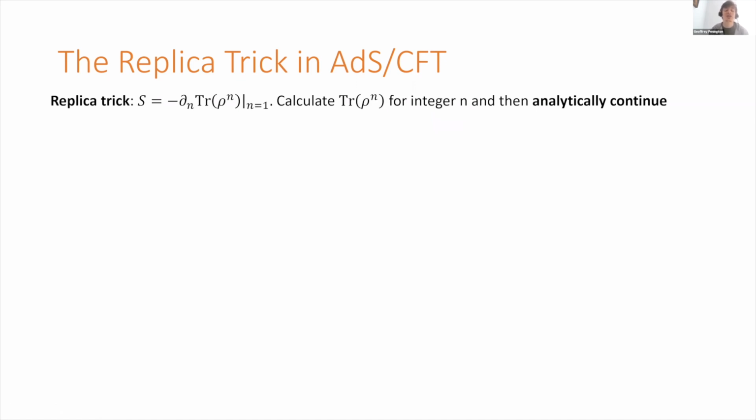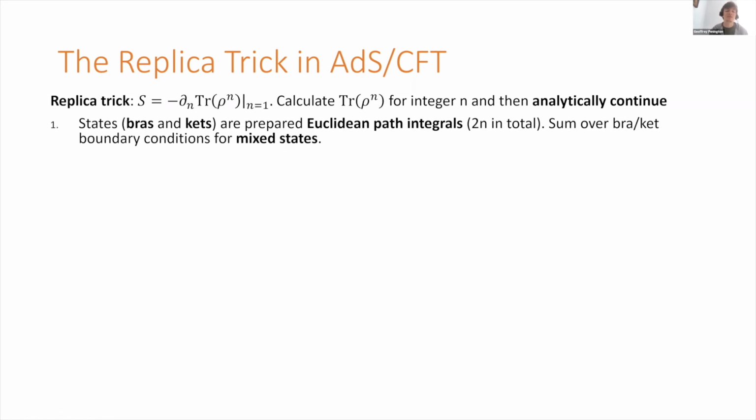So step one is just to calculate the trace of rho to the n for integer n. How do you do that? Well, you assume that your states, your bras and your kets, are all prepared by Euclidean path integrals. So we have n rows here. Each contains a bra and a ket, or sums over bras and kets. So we have 2n different Euclidean path integrals at this point in total.